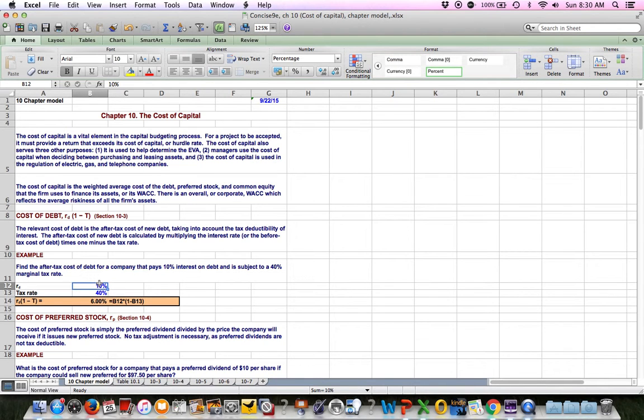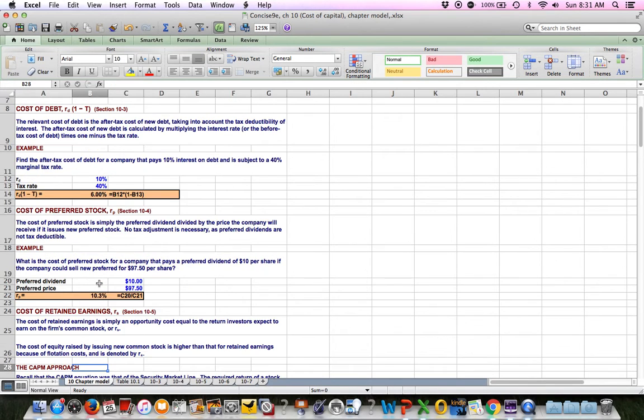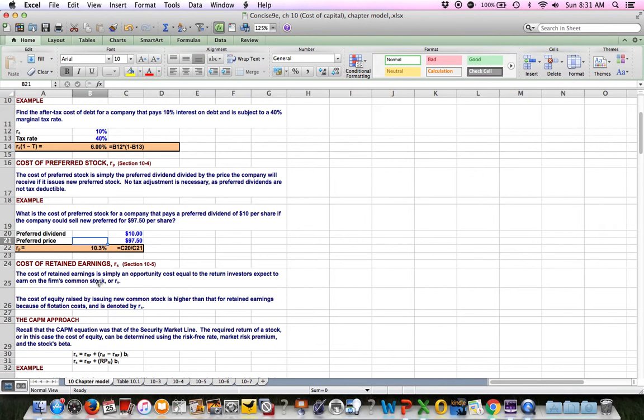And so down here they're basically saying that the cost of debt was 10%, tax rate's 40%. So basically my cost of debt is 6% after we adjust for tax. And then they've got the preferred stock example down here. Preferred dividend is 10. We divide that by the price of my preferred stock and we get the cost of preferred stock, which is 10.3.